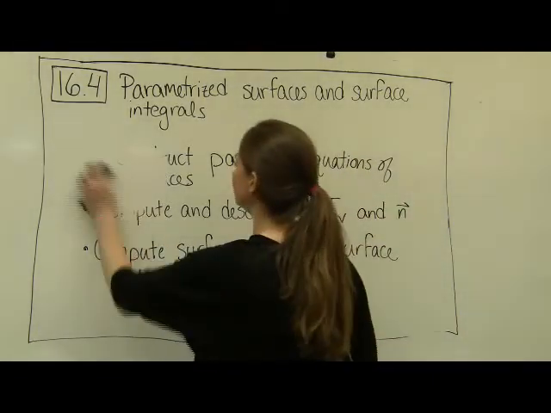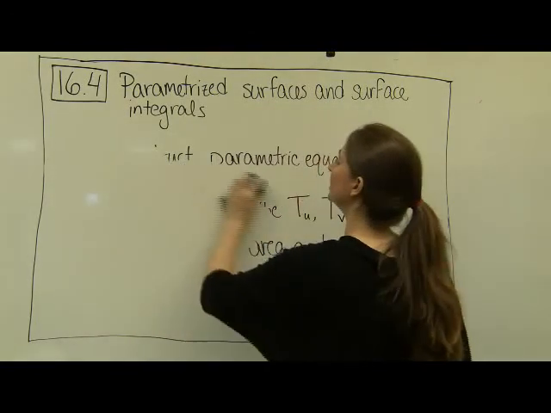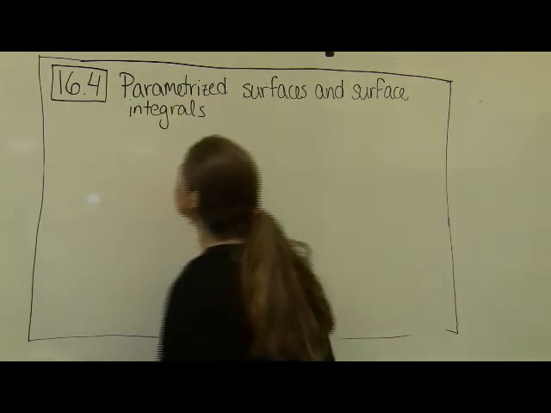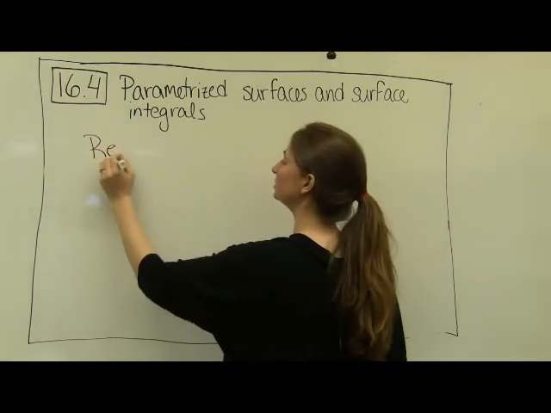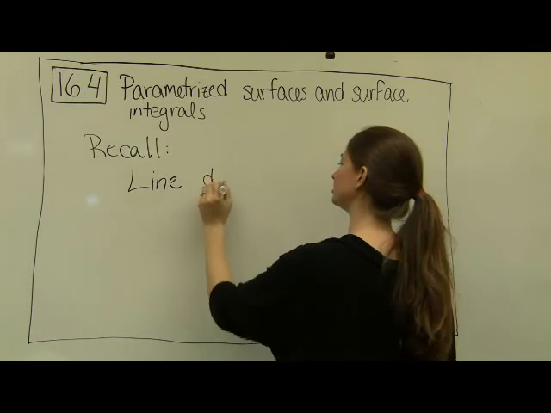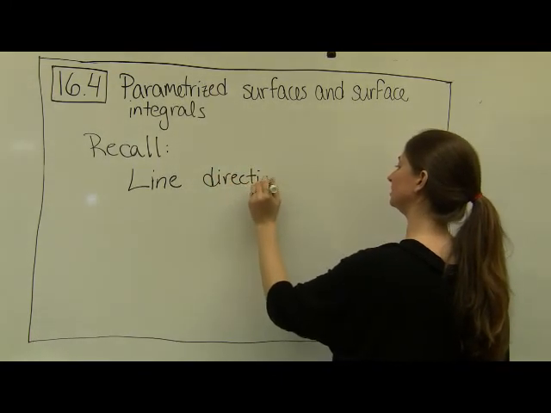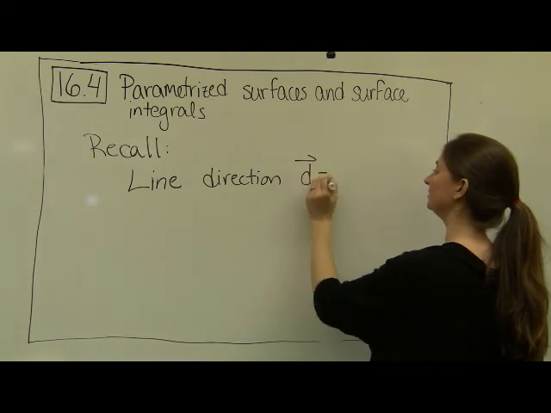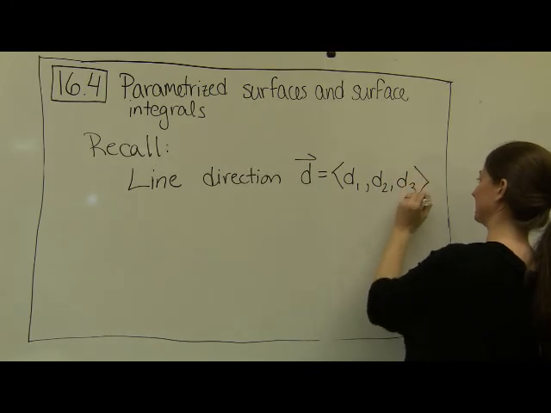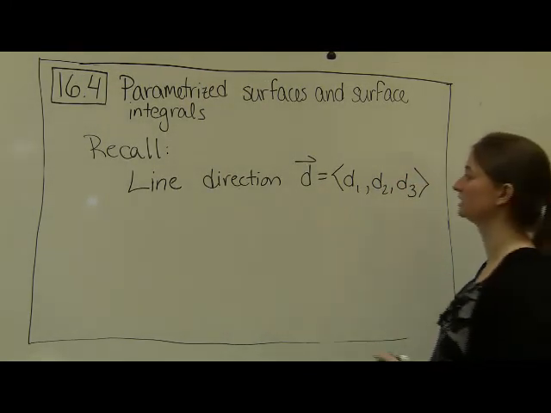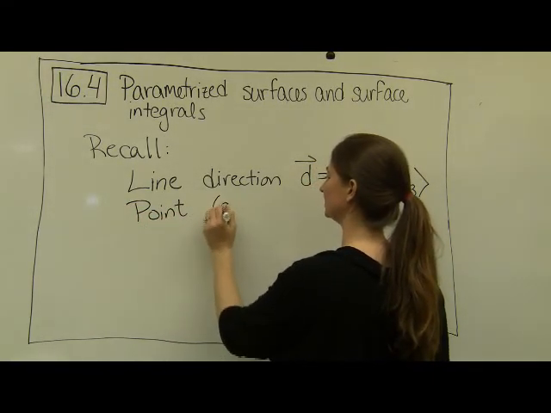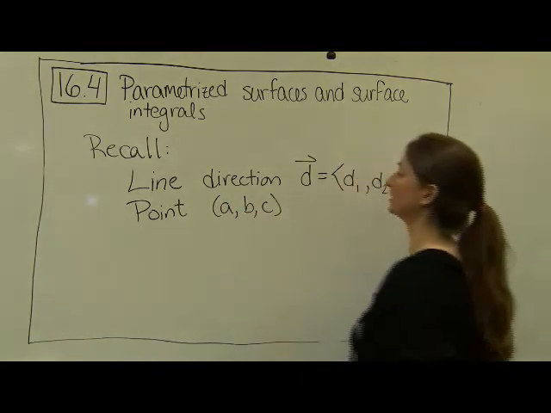So as a start, let's start with a review. We've seen parametric equations before in the context of a line. So, recall, we have a line with direction, I'll call it D, so that's going to be D1, D2, D3. It's a three-component vector. That's the direction it's in. And let's say that the line also has some point, and we're going to call the point A, B, C. That's the point that goes through this line.